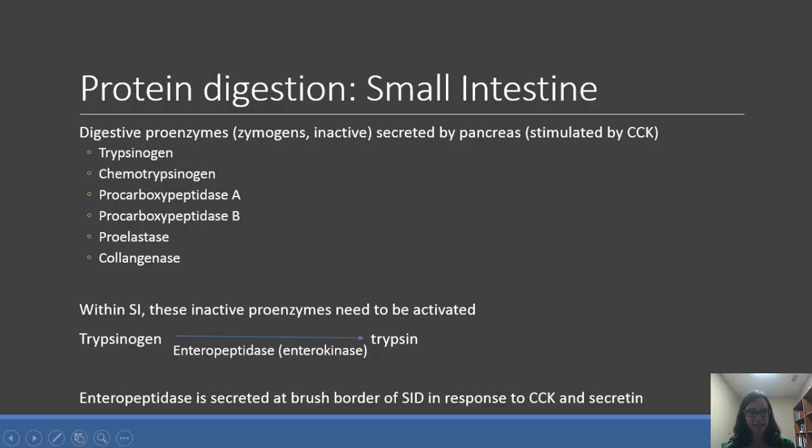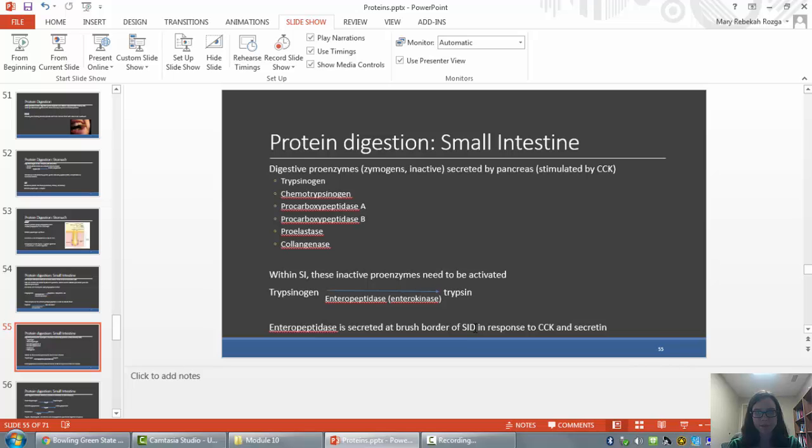So within the small intestine, these proenzymes that were secreted from the pancreas need to be activated so that they can help break down these peptides. When the proenzyme trypsinogen enters the small intestine, we use the enzyme enteropeptidase, or enterokinase, to convert trypsinogen to trypsin, which is the active form of the enzyme. This enteropeptidase is secreted at the brush border of the small intestine in response to cholecystokinin and secretin hormones.